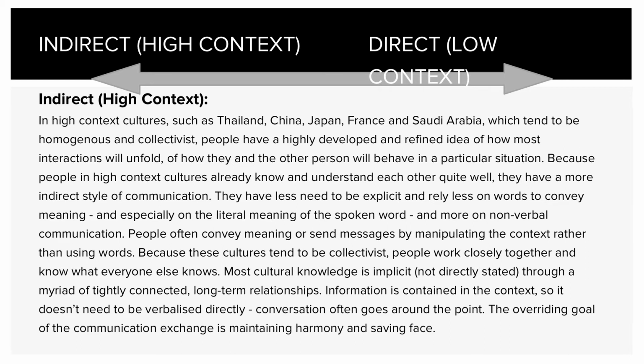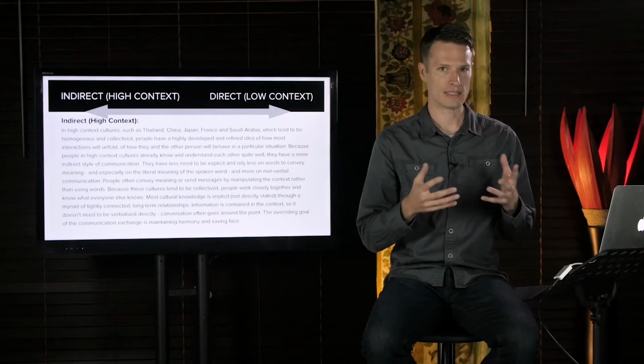People often convey meaning or send messages by manipulating the context rather than using words. Because these cultures tend to be collectivist, people are more closely together and know what everyone else knows. Most cultural knowledge is implicit, not directly stated, through a myriad of tightly connected, long-term relationships. Information is contained in the context, so it doesn't need to be verbalized directly. Conversation often goes around the point. The overriding goal is the communication exchange, and it's maintaining the harmony or saving of face.